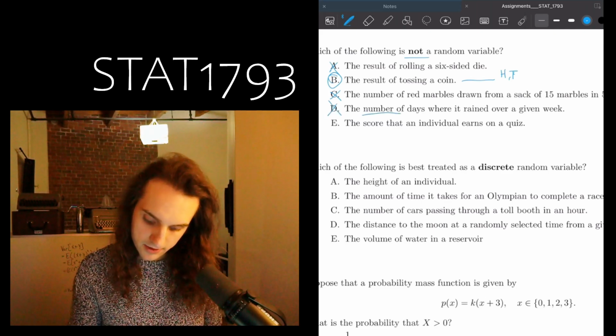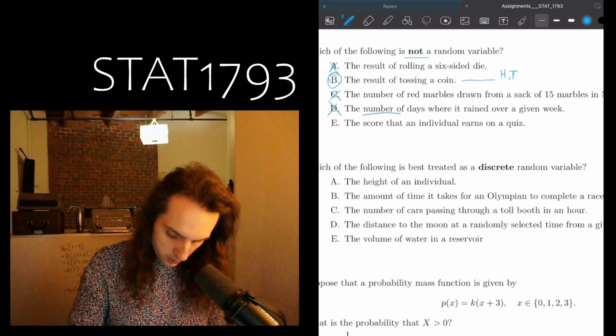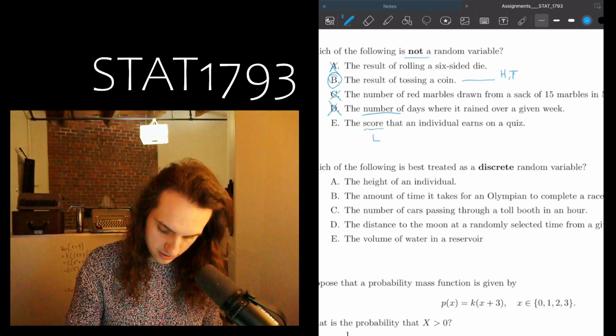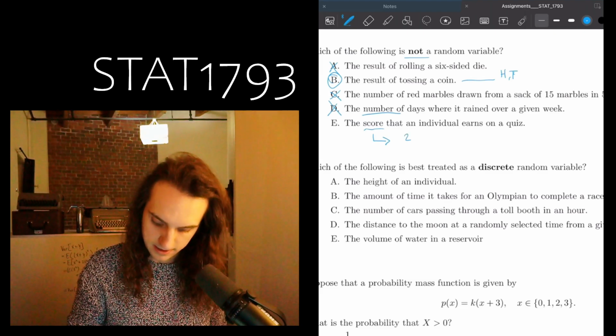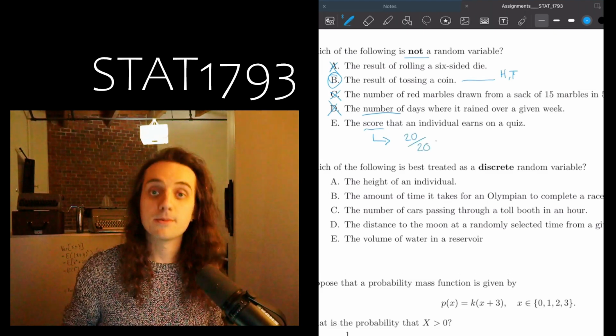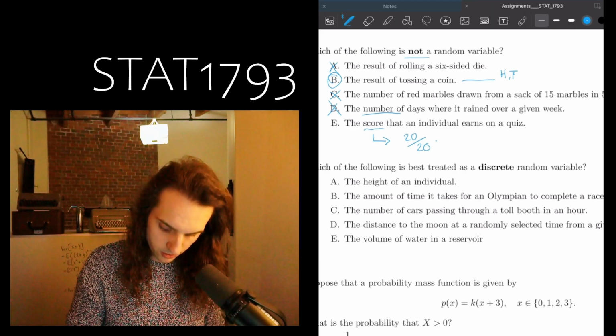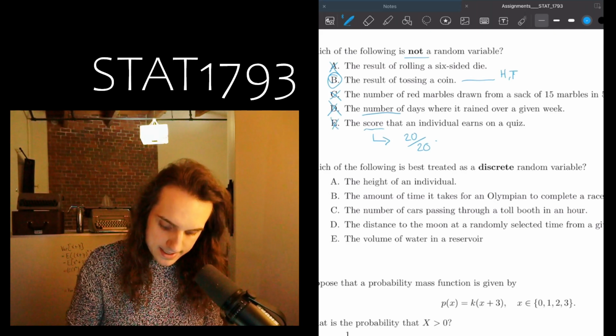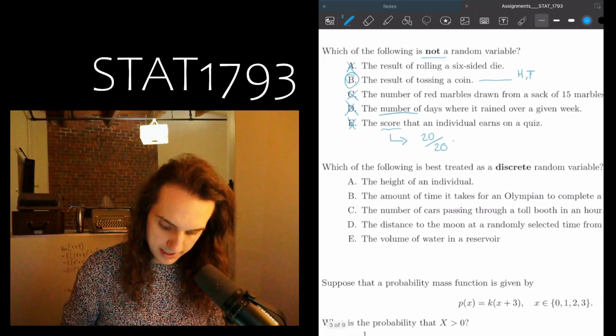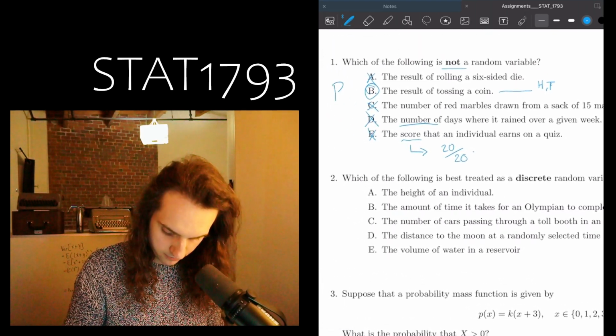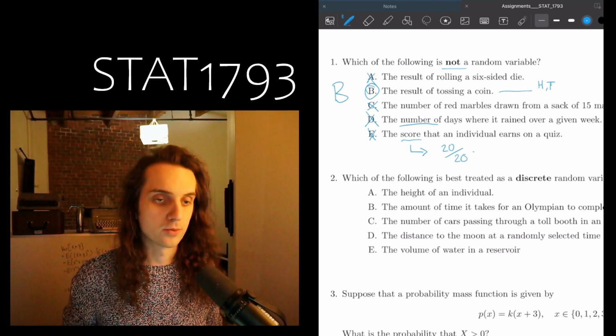And the score that an individual earns on a quiz, well, here we sort of have to be making the assumption that score is going to be, say, something like 20 out of 20. And if you think about that, then writing the quiz is this statistical experiment here, and so we can rule out E as well. So A, C, D, and E are all numbers. This leaves B as the only option for us here. So the answer to question 1 is B.